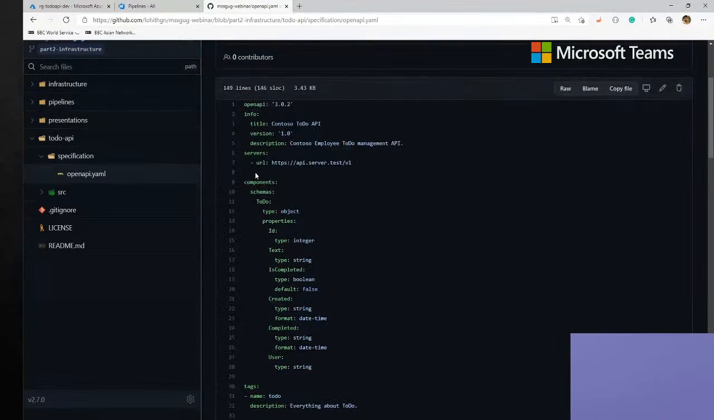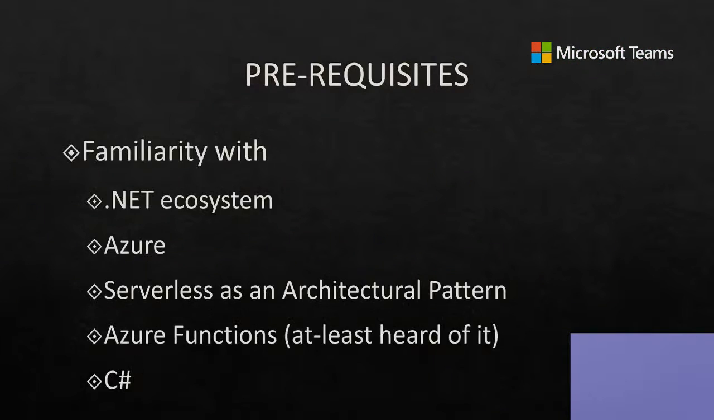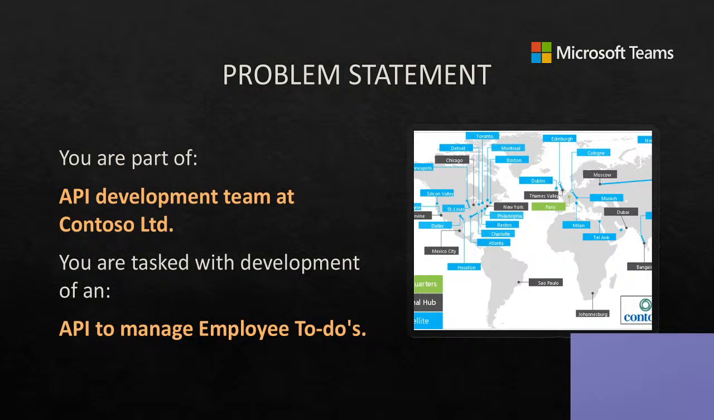If you're here for the first time, let me put the problem statement. The problem statement is very simple. You are part of the API development team at Contoso. You are tasked with development of an API to manage employee to-dos. Here I picked to-do as an example because it's the simplest one that I can talk about. The main objective is not the to-do API itself. You can think of this as a hypothetical example.